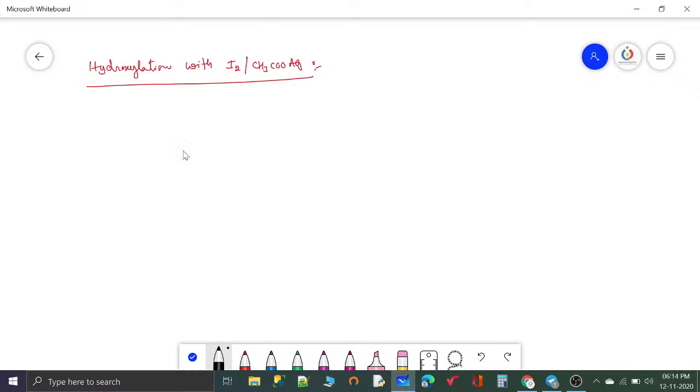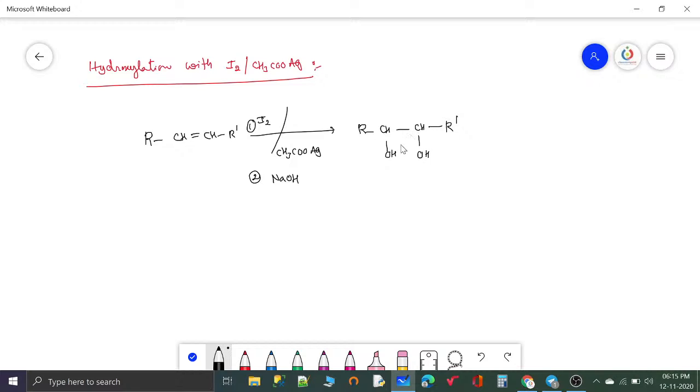Here, RCH=CHR' is subjected to iodine in the presence of silver acetate, and this is the first step. In the second step it is subjected to NaOH. So directly we get glycols again. The molecules which have two OH groups on adjacent carbon atoms are simply named diols or glycols.